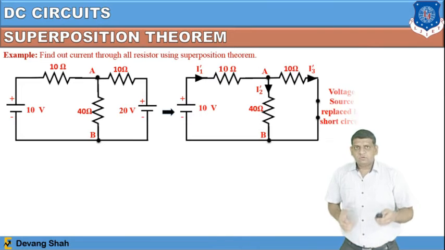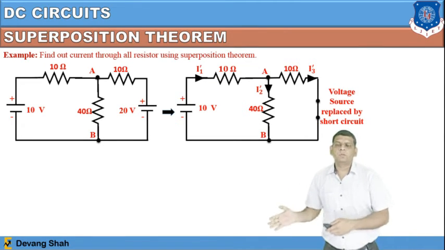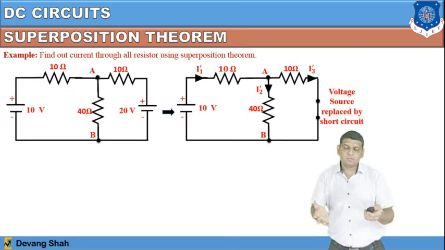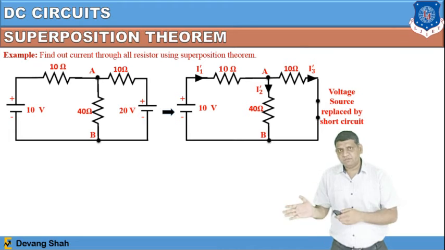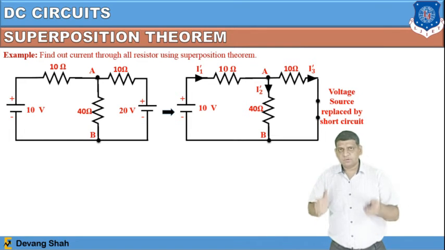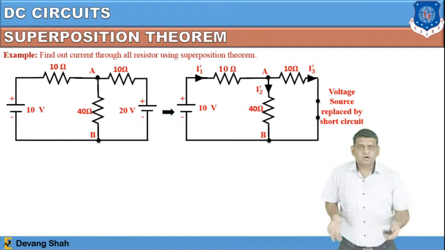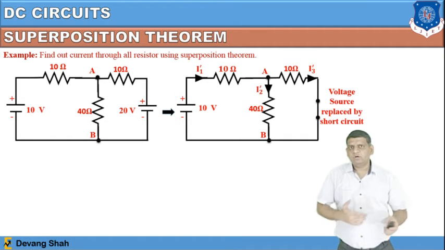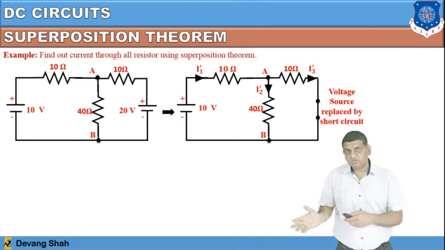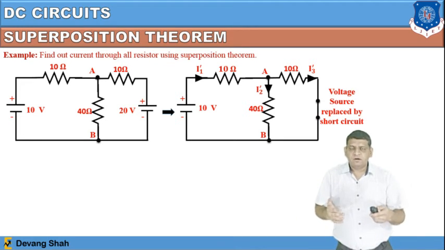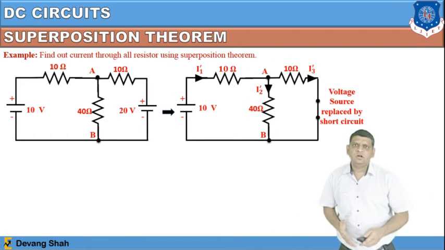Now, one more example. This example is the same example that we have already discussed during Thevenin and Norton, and the same example we can also solve using the superposition theorem. So for Thevenin and Norton we have taken the same example, and for superposition we are also taking the same example. Here there are two voltage sources, 10 volt and 20 volt, a 10 ohm resistance, a 10 ohm resistance, and a 40 ohm resistance. We have solved this particular example in Thevenin as well as Norton.